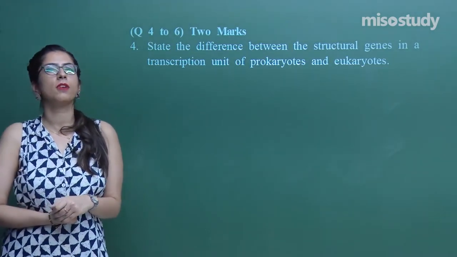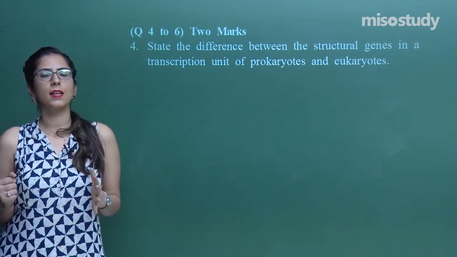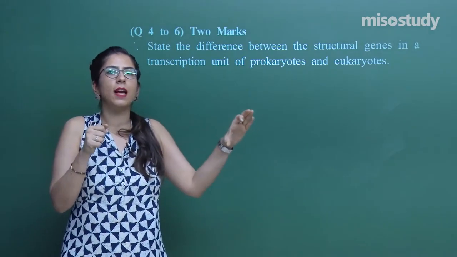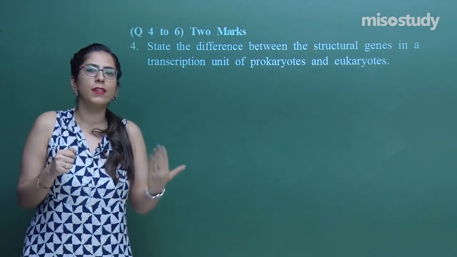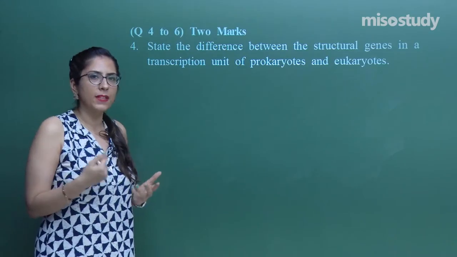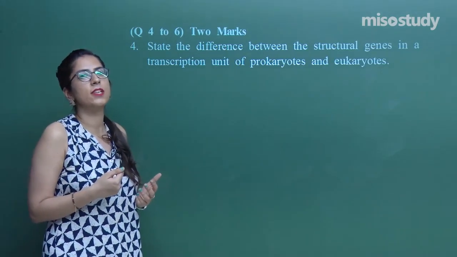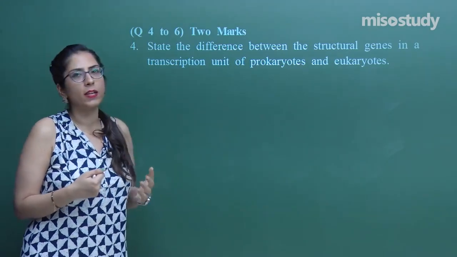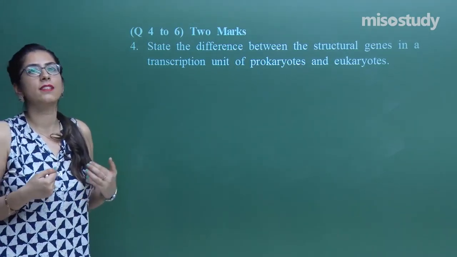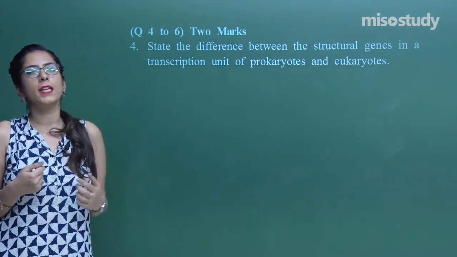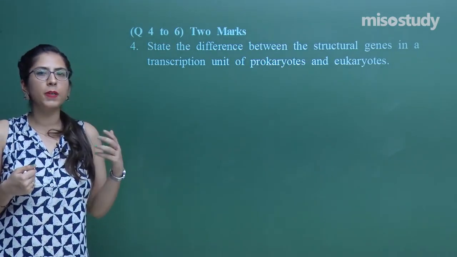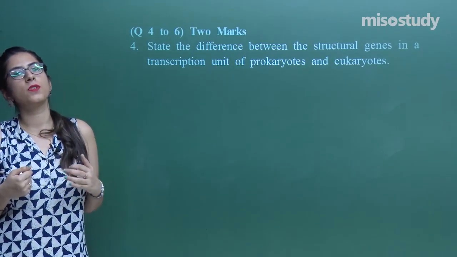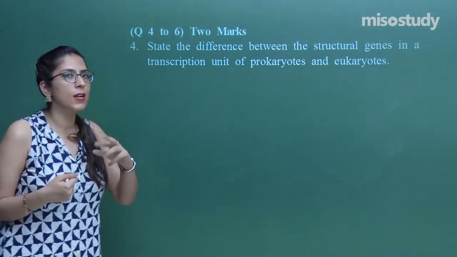When we talk about prokaryotes, the structural genes have a direct sequence that can be coded. First of all, they will be transcribed into a messenger RNA, and later on translation happens and protein is formed. Whereas eukaryotes have certain sequences which don't code for any protein. That should be removed, and it is removed with the help of post-transcriptional modification called splicing.